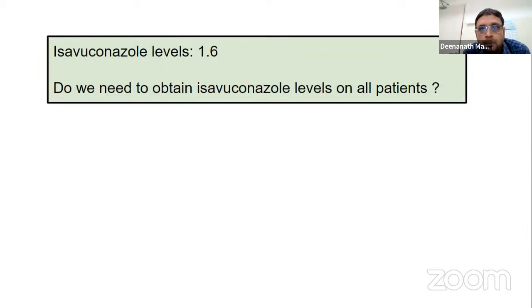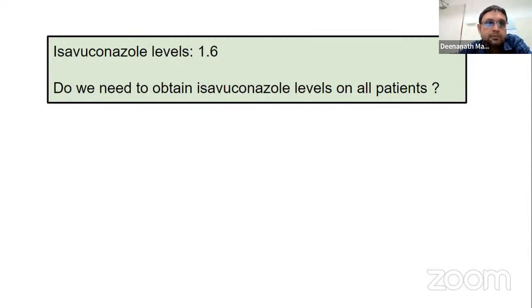Since a large part of our audience is pharmacists, I'm focusing on some of the pharmacological details for these drugs. So isavuconazole levels were 1.6. A very important take-home message from this case is, one, that you need to weigh the sensitivities, you need to weigh the pre-test probabilities for each test that you perform in that particular setting. So when I'm trying to analyze galactomannan, I'm trying to analyze the performance of galactomannan in the setting of a solid organ transplant. The second thing here is, do we need to obtain isavuconazole levels on all our patients?